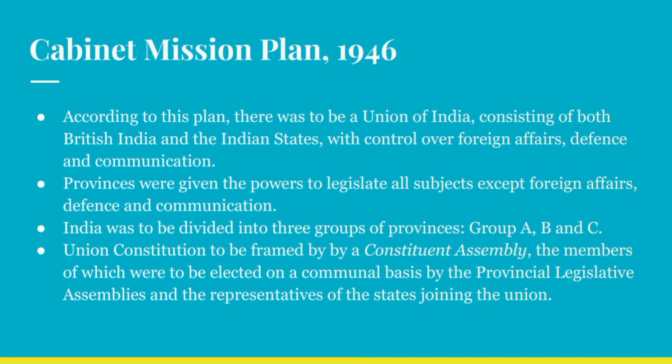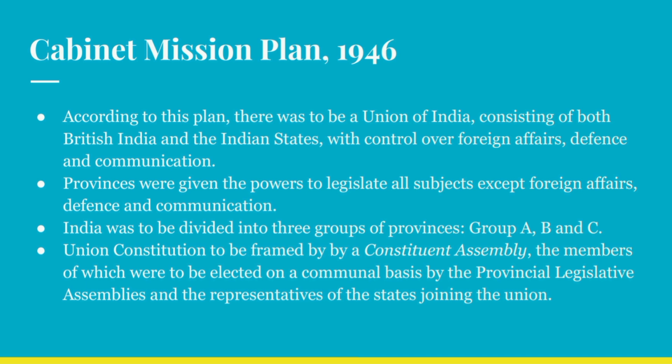According to this plan, there was to be a Union of India consisting of both British India and the Indian states, with control over foreign affairs, defense, and communication. This point clearly mentions there was to be a Union of India consisting of British India and Indian states. Provinces were given the powers to legislate on all subjects except foreign affairs, defense, and communication. India was to be divided into 3 groups of provinces.